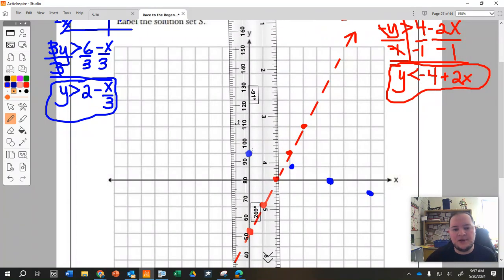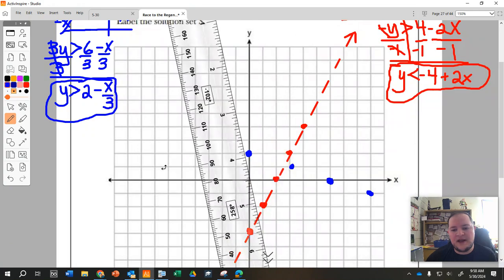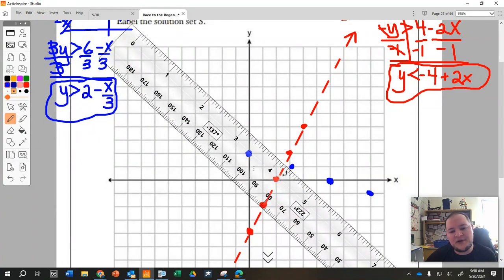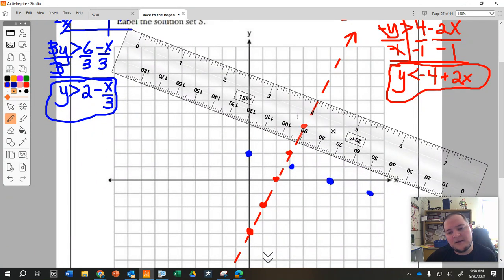So now we get our ruler. I think I can actually draw on either side of this ruler, so I don't need to be too picky about it.